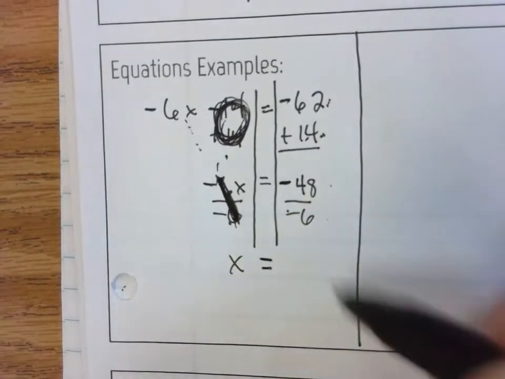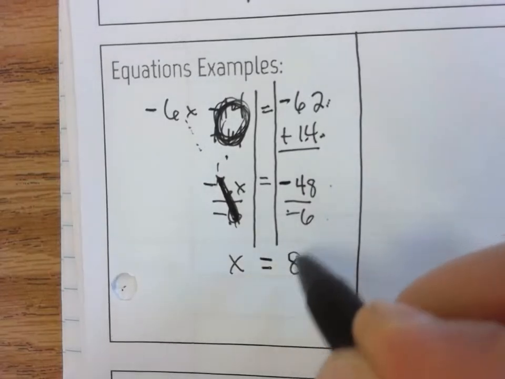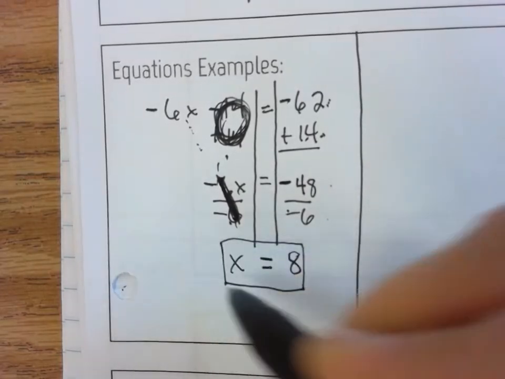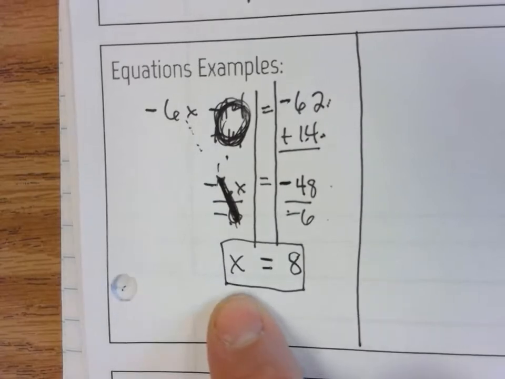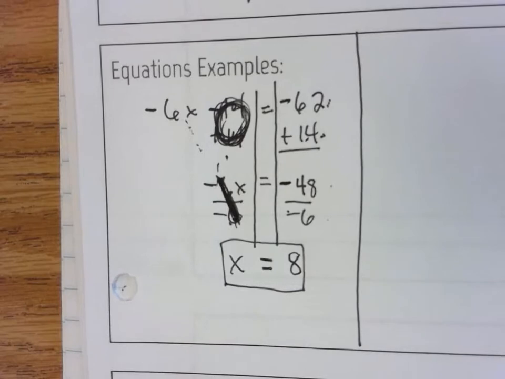What's 48 divided by 6? That would be a positive 8. So there is your answer to that equation, okay? X would equal positive 8. Again, we've got the variable isolated over there on the left side, and we've got it equal to some number. So that's how you want to do it. We're going to use the train track method, use those inverse operations. Let's do one that's got a little fraction in it.